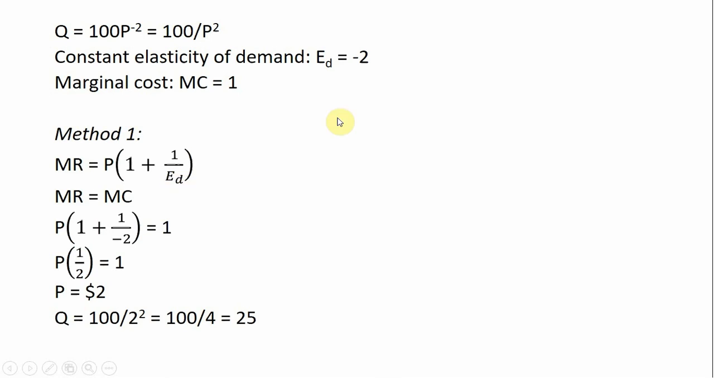So for elasticity of demand, we're going to put in -2, which I got over here. For marginal cost, we set that equal to 1. And now we simplify, and we get price equals $2. Plugging this $2 back into our demand curve, we're going to get 100 divided by 2 squared, which will just equal 25. So the profit maximizing price for this monopolist is $2. The profit maximizing output equals 25 units. So that's one way to solve these nonlinear demand equations.